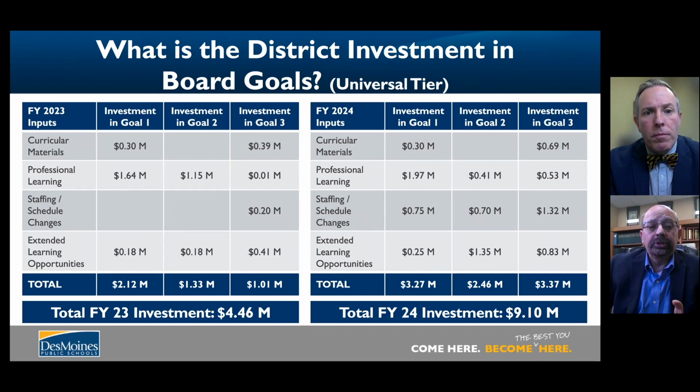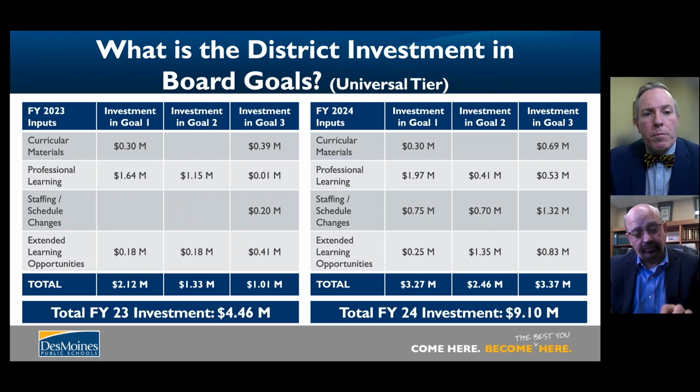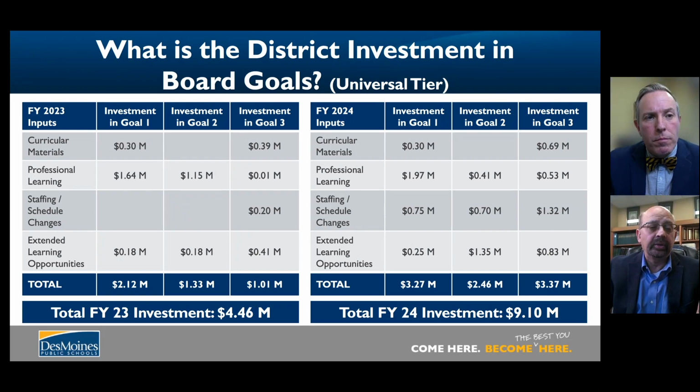This chart shows what we're investing in FY23. The set of 4 columns on the left shows FY23 inputs, and the 4 columns on the right show FY24. This shows that we are investing in FY23 close to $4.5 million, whether it is related to curriculum materials, professional learning, staffing changes, or extended learning opportunities in goals 1, 2, and 3. And that amount is doubling for FY24.